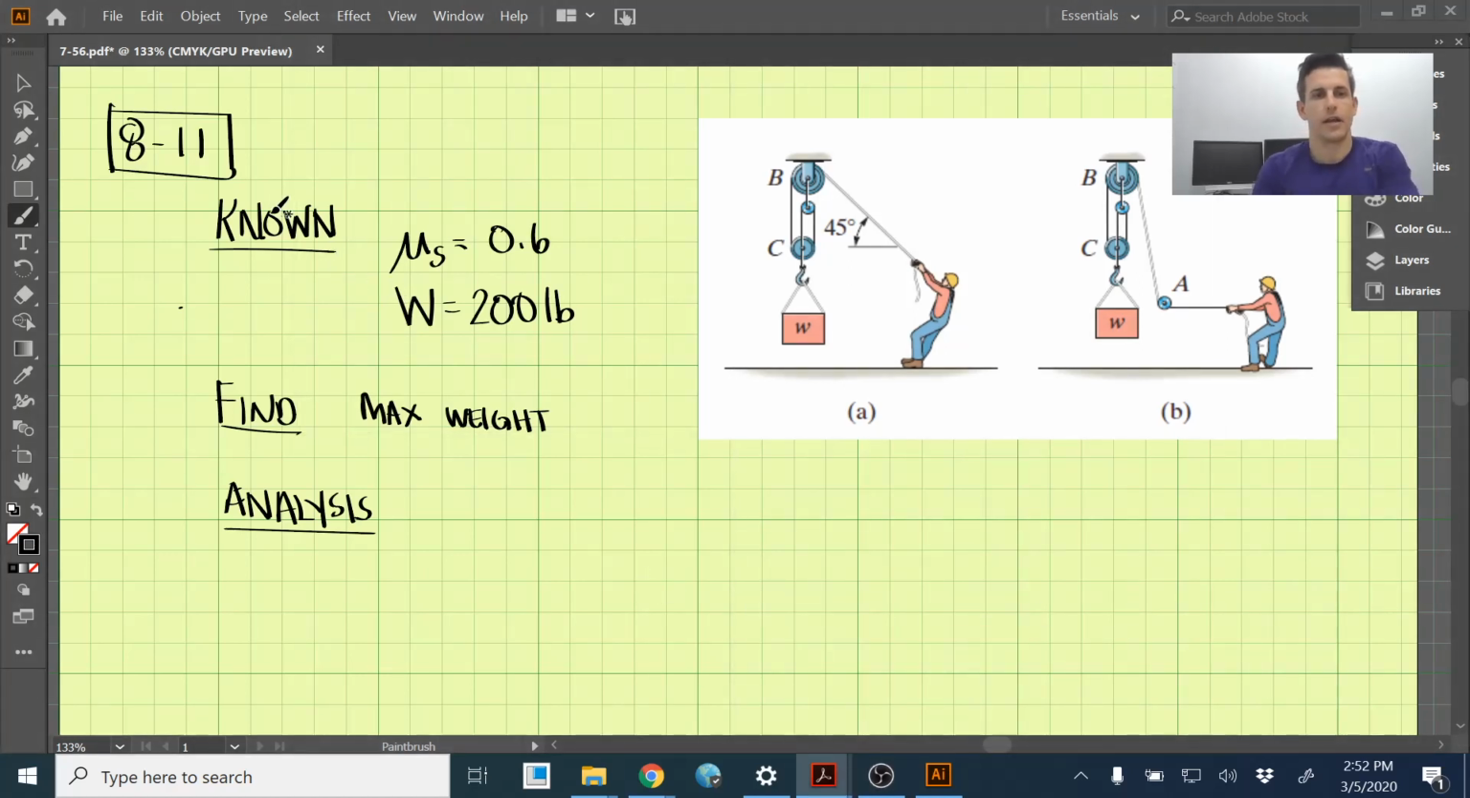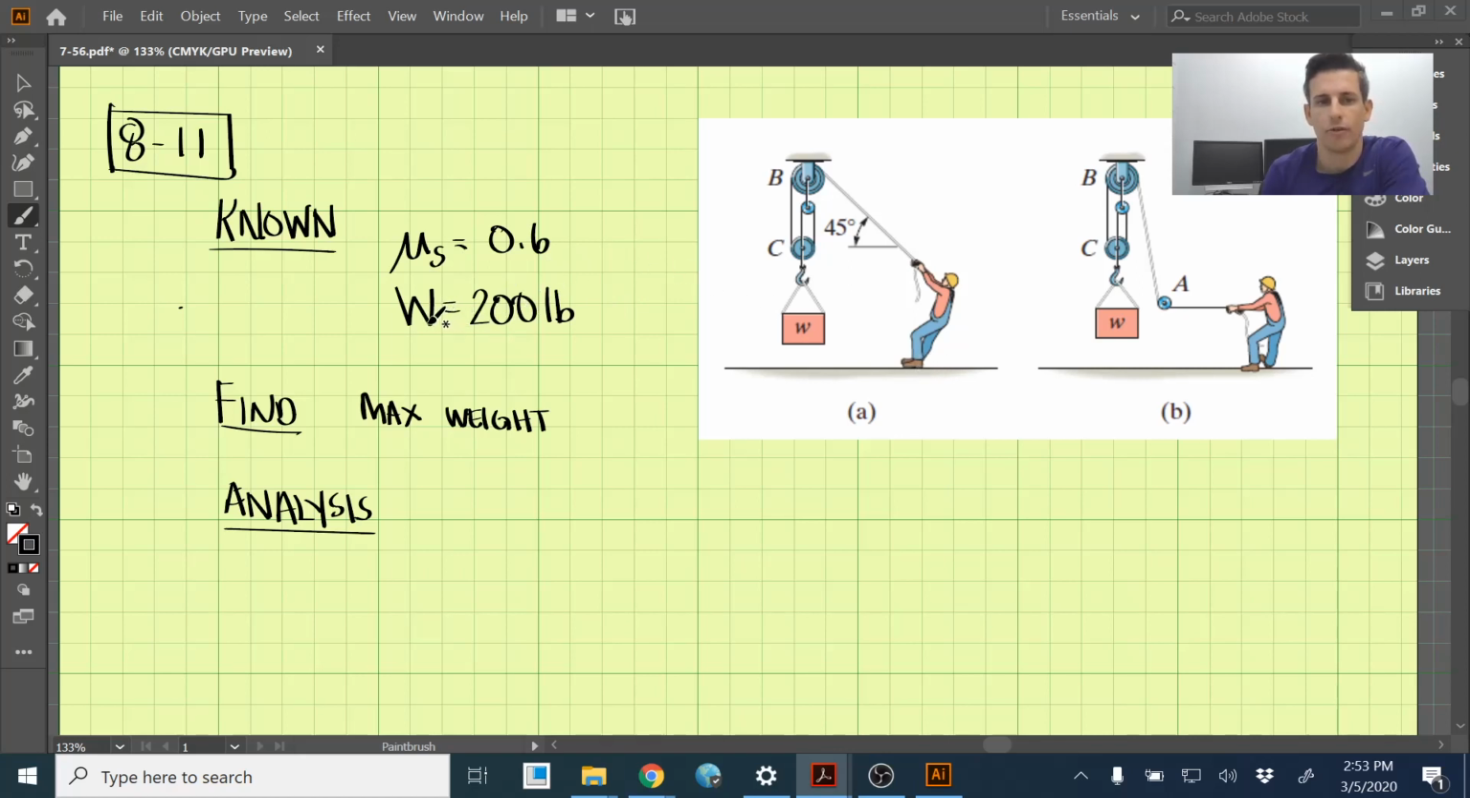Okay, so this is 811 here, and we're given two scenarios. One has this 45-degree angle that this person's pulling down upon, and in this one, the person's pulling perfectly horizontal here. And we know that the coefficient of static friction between the person's feet and the ground is 0.6.